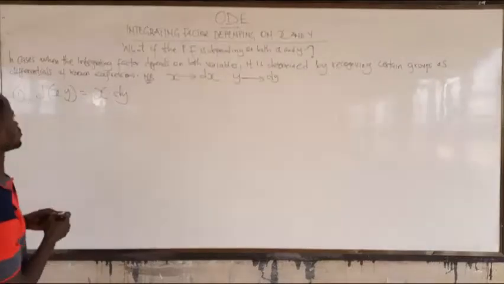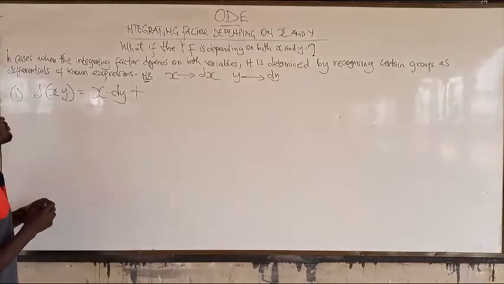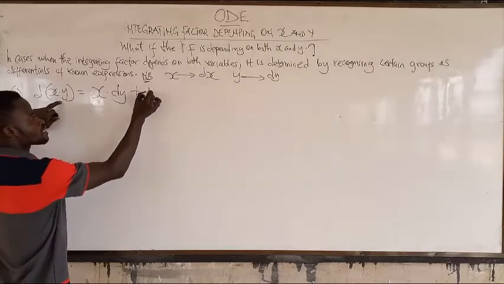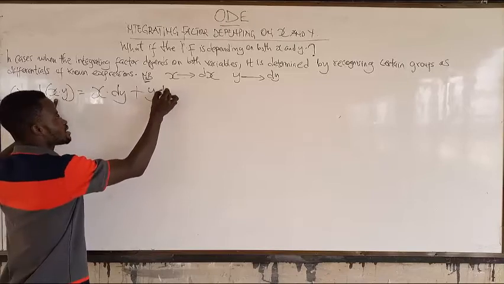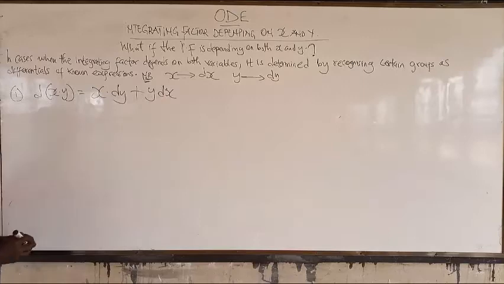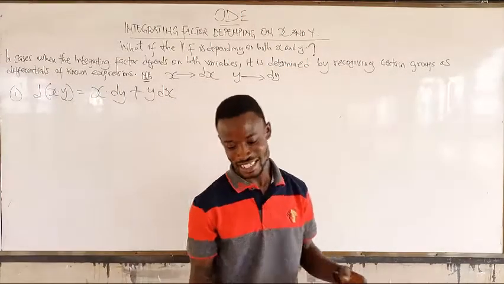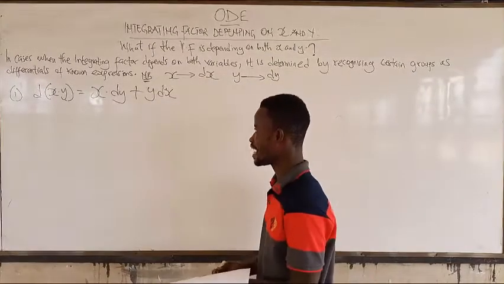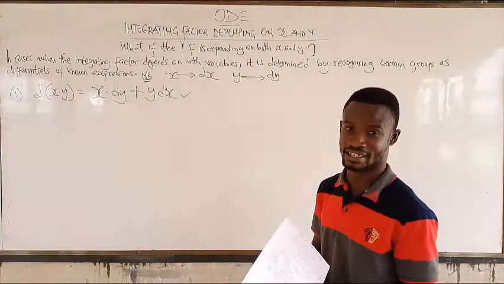Plus, leave the second one and differentiate the first one, and that is dx. And that is all for the first part of the expression. So this is one of the expressions. In fact, there are 8.